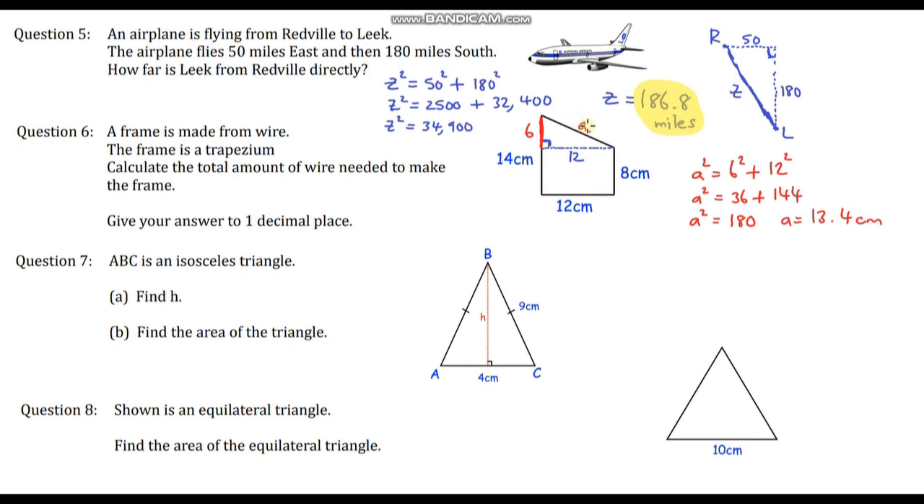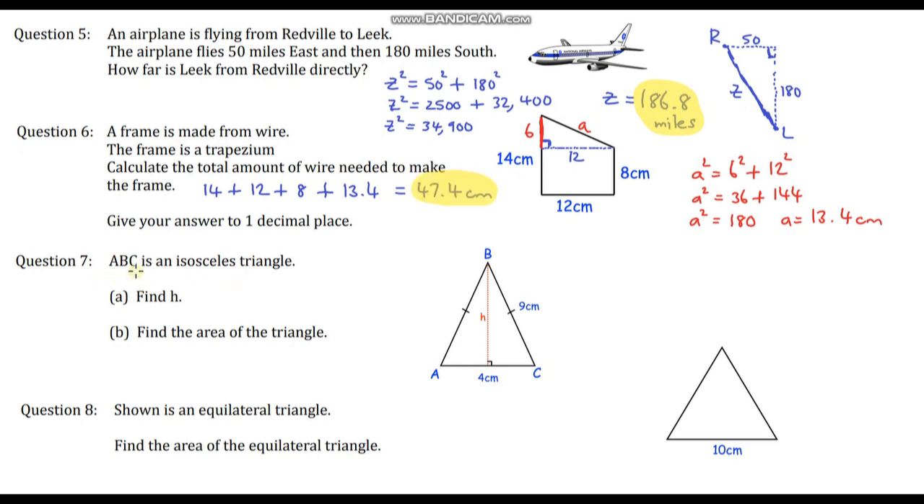So now we've figured out A, we can calculate the perimeter, or the total amount of wire needed. So the total amount of wire needed is going to be 14 plus 12 plus 8 plus A, which we've just worked out is 13.4. So let's see if I can do this in my head. This here is 26, plus 8 is 34, plus 13 is 47.4. 47.4, and that again is in centimetres.